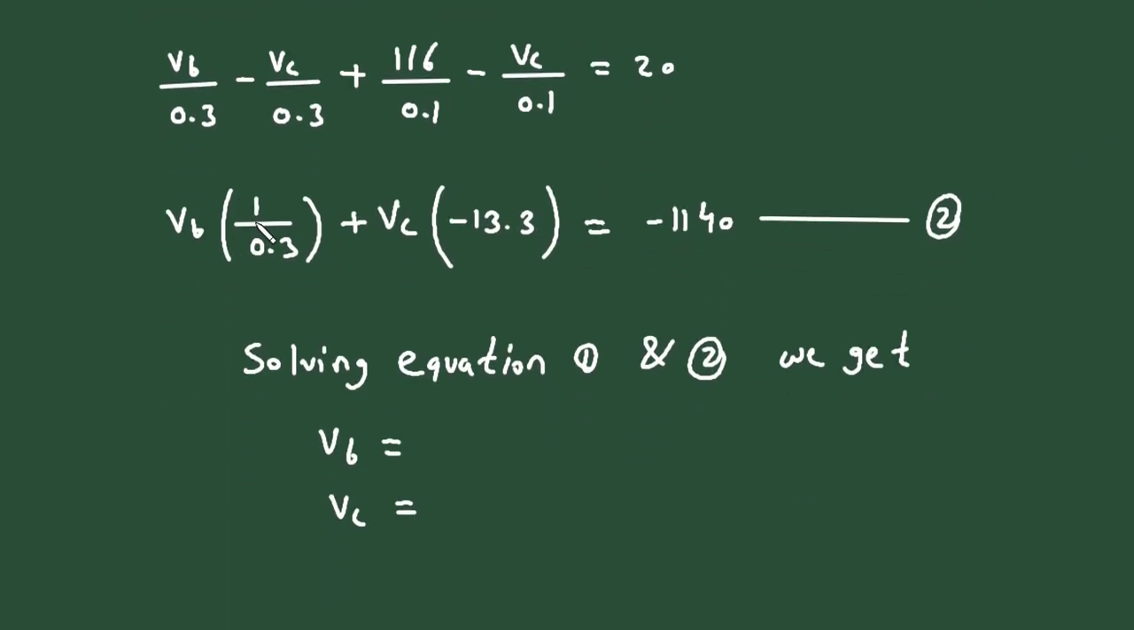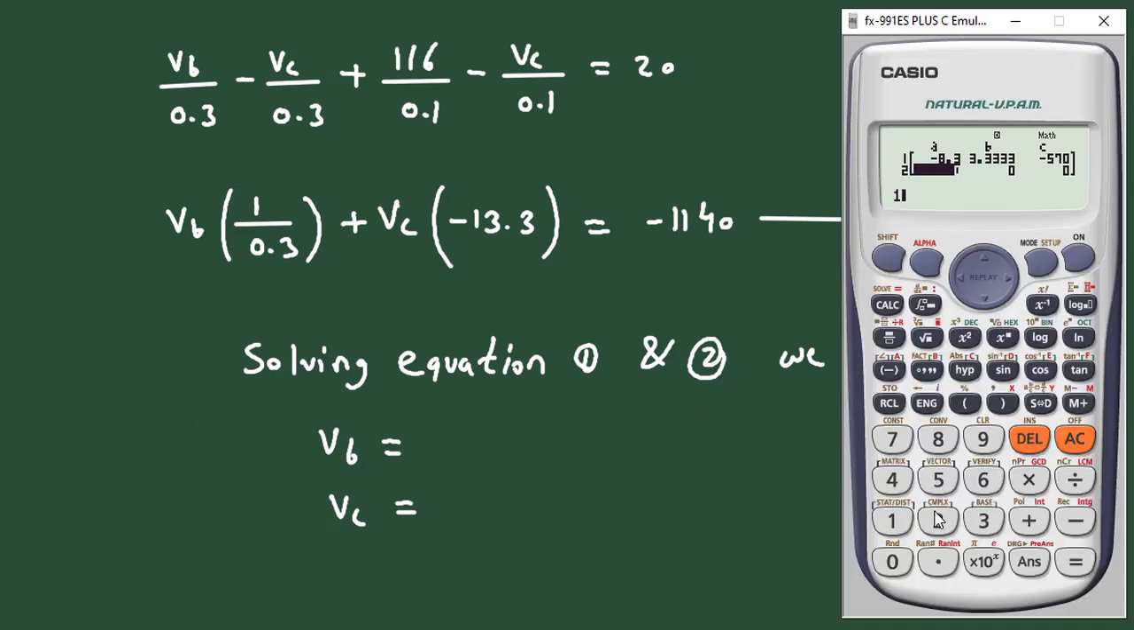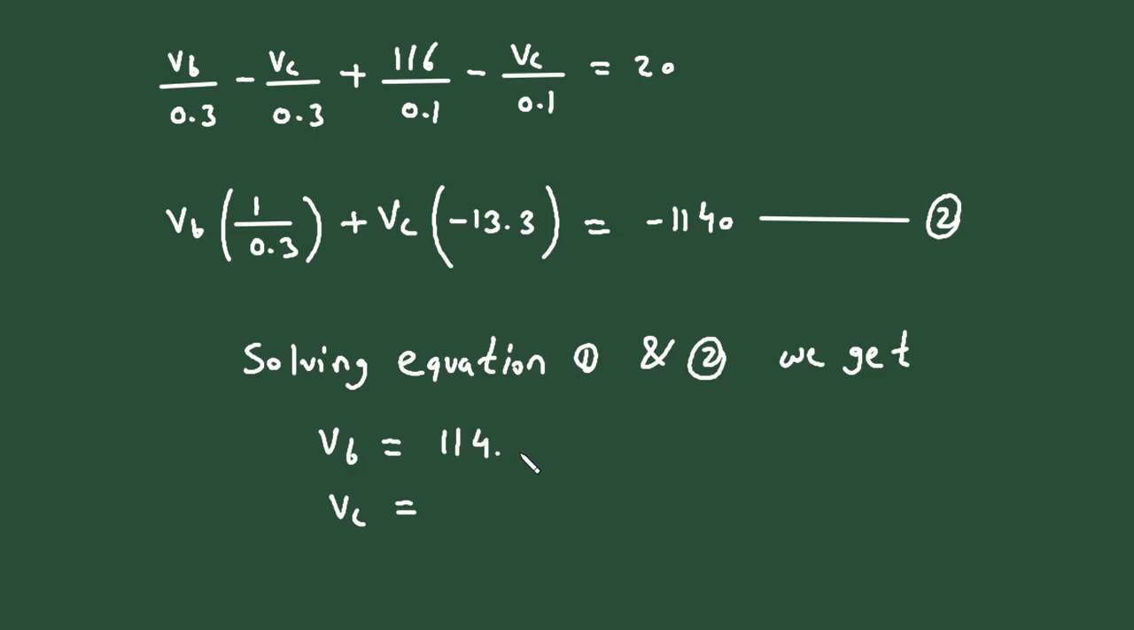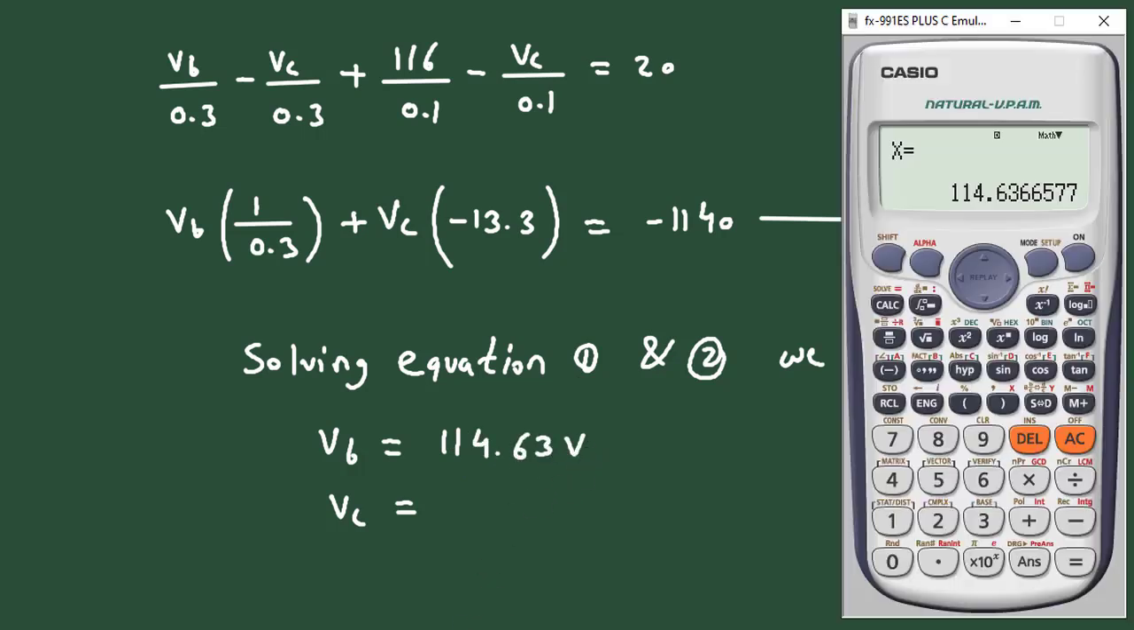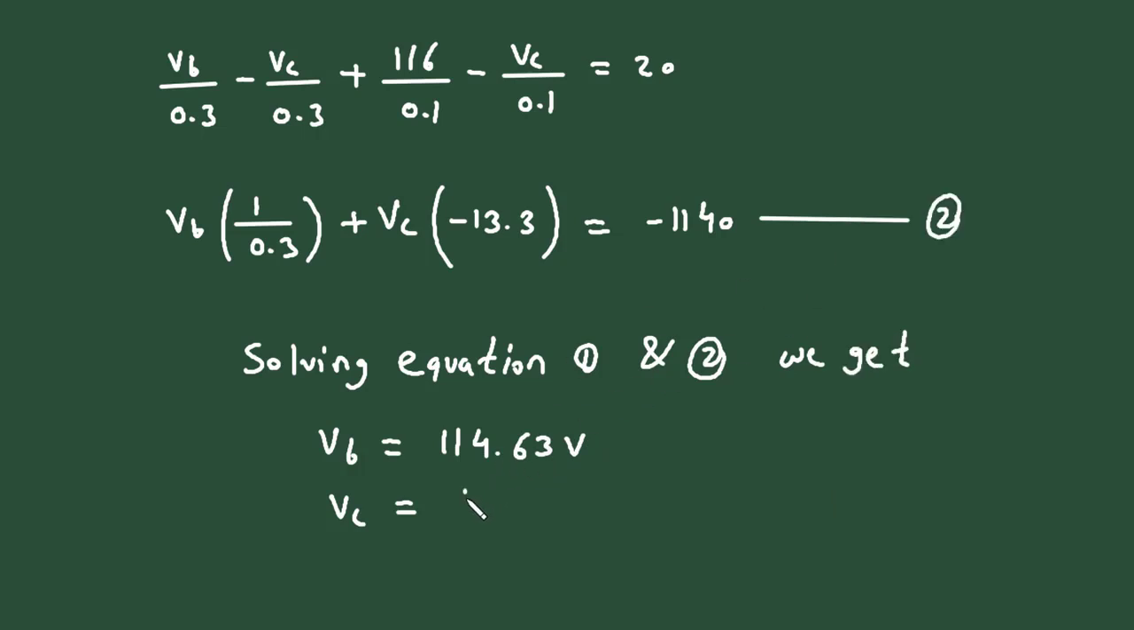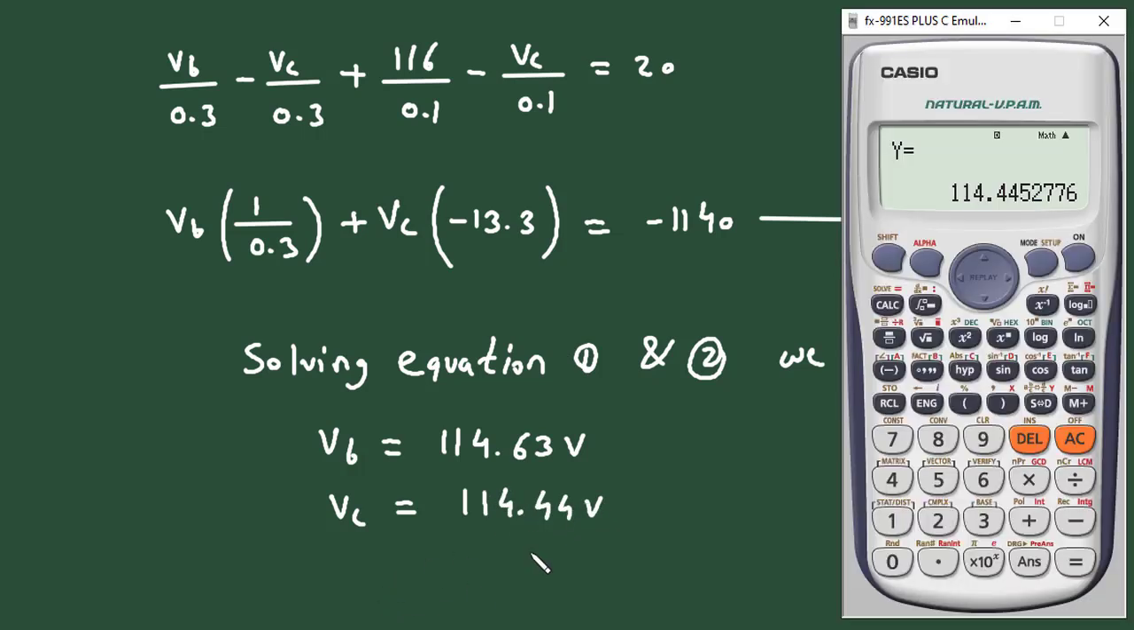Then next from equation 2 it will be 1 divided by 0.3, and here this will be minus 13.3, and this is minus 1140. So therefore VB is equal to 114.63 volt, and VC is equal to 114.44 volt. This is the value of VB and VC.